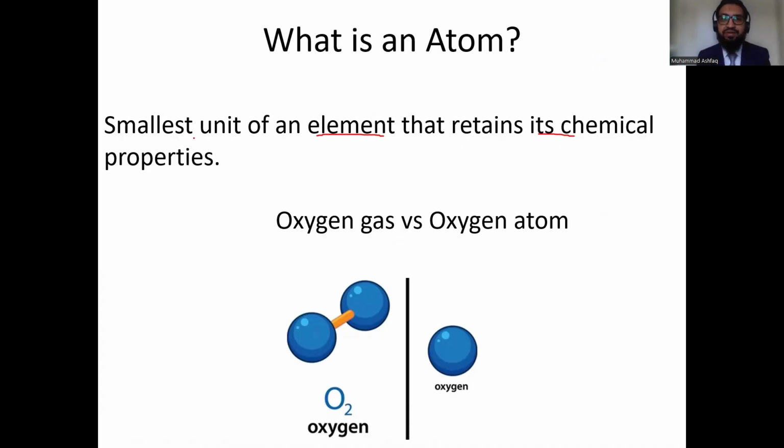We call this an atom. But here we can see oxygen gas and oxygen atom. When we see the atom, we have only one element, while when you see a molecule of oxygen in a gaseous state, it's a combination of two atoms.